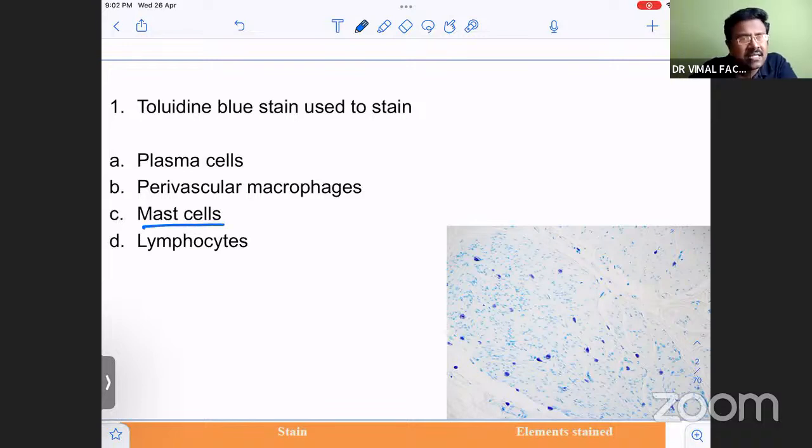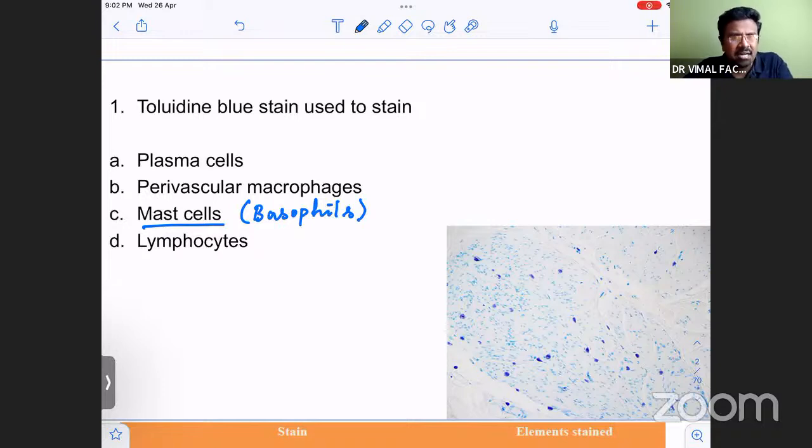So what is the special thing about mast cells, you know? What is the counterpart of mast cell in the blood? In blood you call it some cell, and the counterpart in the tissue you are calling as mast cell. Mast cells are nothing but, actually, the counterpart in the blood is basophils. The 0 to 1% is the basophils. So basophils in the blood, and the tissue counterpart is the mast cells.